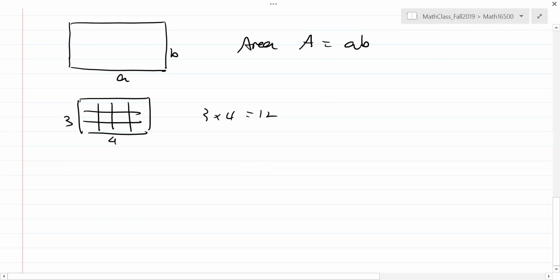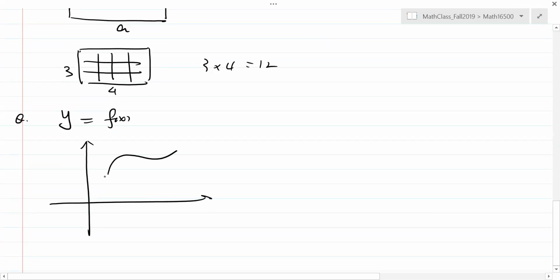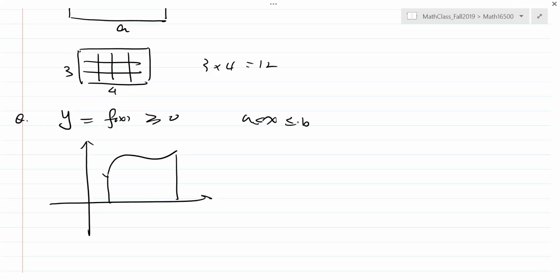Now the problem is if the region is irregular, or even just a circle, how can we find the area? Here's a question. We make it a little bit simpler, but it's still complicated. Suppose the top one is a curve, but the bottom one is a straight line, with f greater than or equal to 0 and x between a and b. How can we find the area of this region?